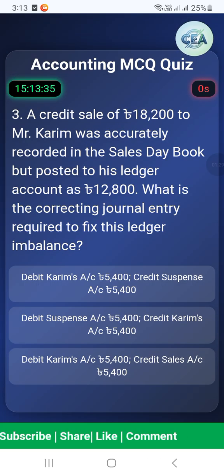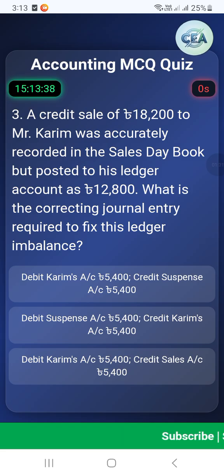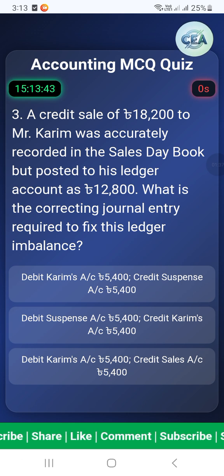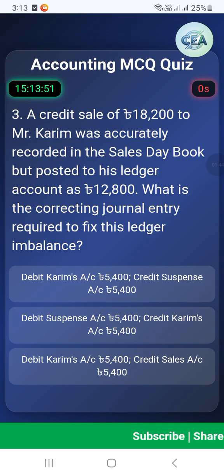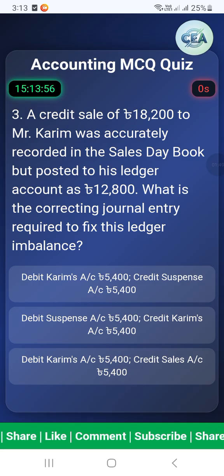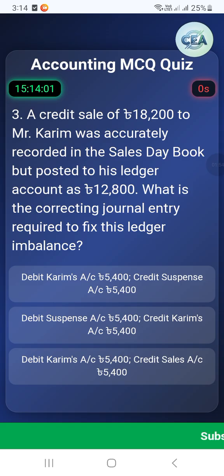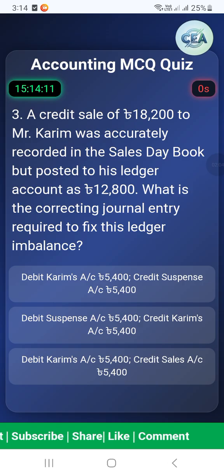3. A credit sale of 18,200 takas to Mr. Kareem was accurately recorded in the sales day book but posted to his ledger account as 12,800 takas. What is the correcting journal entry required to fix this ledger imbalance? Option 1. Debit Kareem's AC 5,400 takas, credit suspense AC 5,400 takas. Option 2. Debit suspense AC 5,400 takas, credit Kareem's AC 5,400 takas.